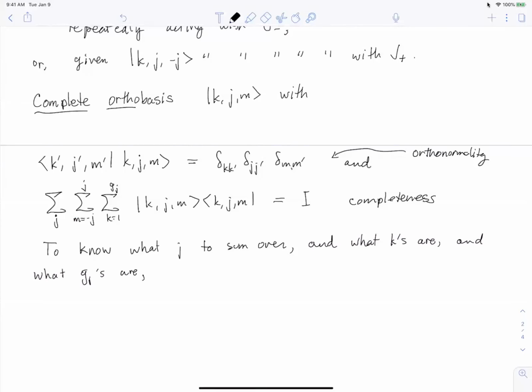Okay, and so to know those, you need to know the specific physical system, and then you probably have to solve some eigenvalue problem in order to figure this out. So you need to know a specific physical system.